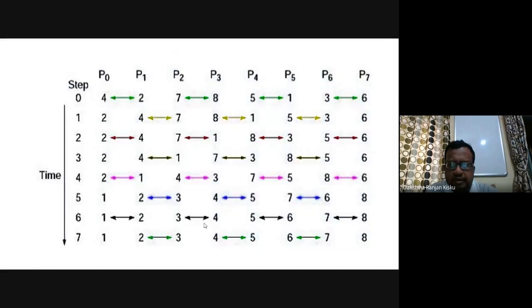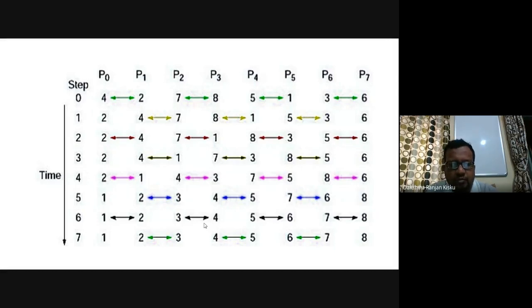Here we can see an example of parallel bubble sort. We have 8 elements from p0 to p7, and the total steps are 8, from 0 to 7, which represents time. In step 0, if k is even, we compare p0 p1, then p2 p3, then p4 p5, then p6 p7. We are not comparing p1 p2, p3 p4, p5 p6.